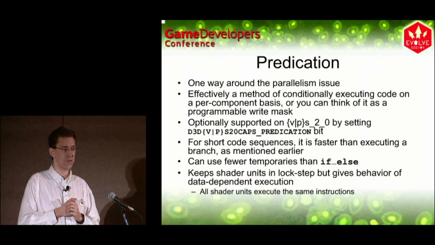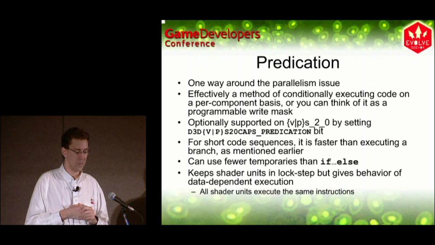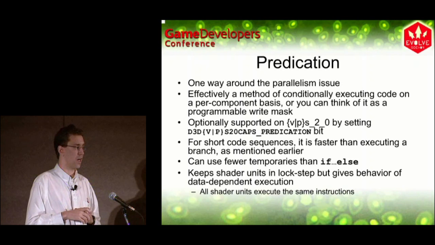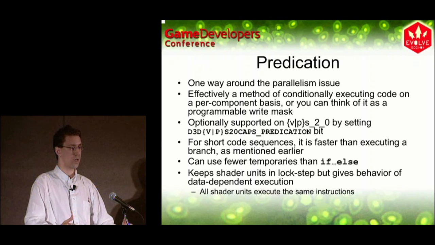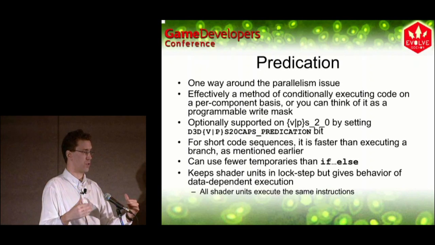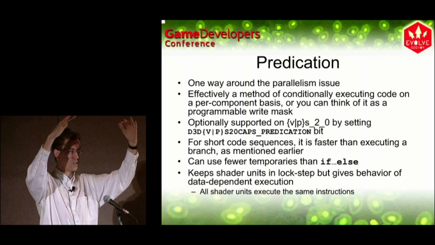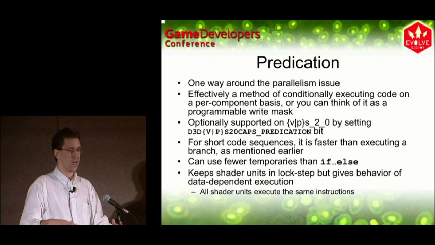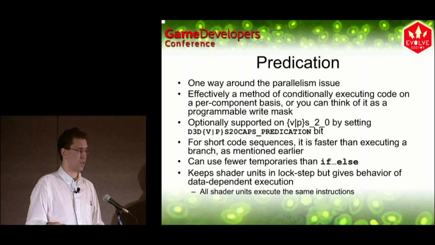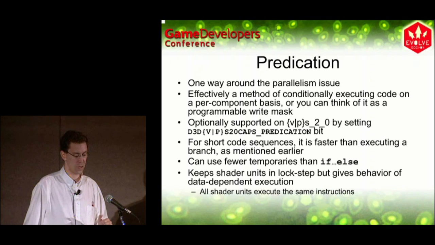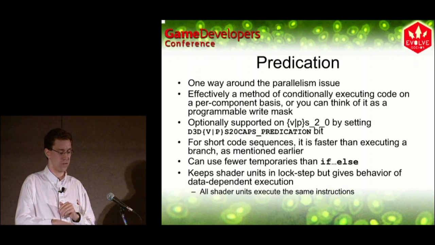Predication is one way around this at a hardware implementation level. It's effectively a method of conditionally executing code on a per component basis. It's kind of a conditional write mask. That allows you to execute straight line code, but mask off the results of each of the instructions based on, say, that condition. So, for example, all your vertices could execute both the n.l greater than 0 and the n.l less than or equal to 0 case, but not generate results for the inappropriate instruction. In that case, it can be similar to just doing straight line code with selecting results at the end. For short code sequences, it can actually be faster than flow control.